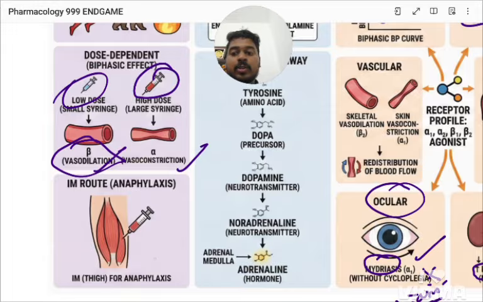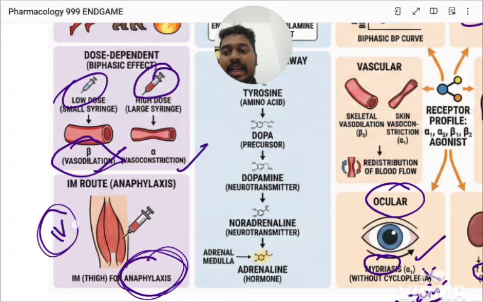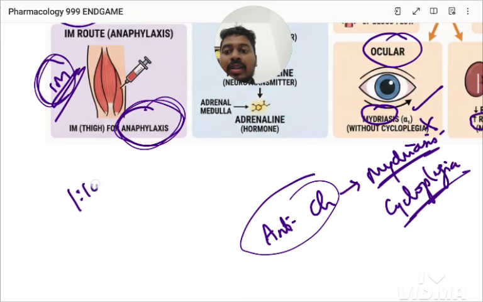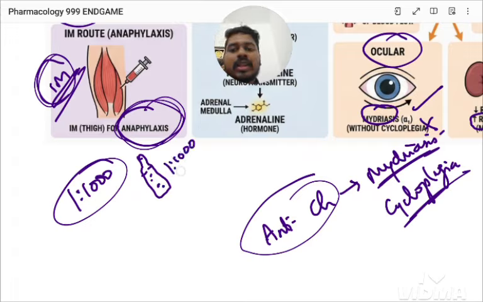ADR is the drug of choice for anaphylaxis, and this is not given through the IV route. Remember, here many of you commit a mistake. It is always given through the IM route. And what is the dose? Dose is 1:1000. Now what is 1:1000? When you take an ADR ampule, that is the vial, the concentration in that vial is 1:1000. So this is given via the IM route.